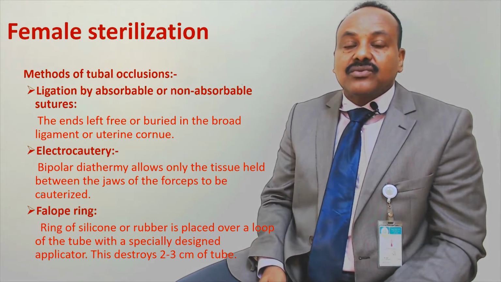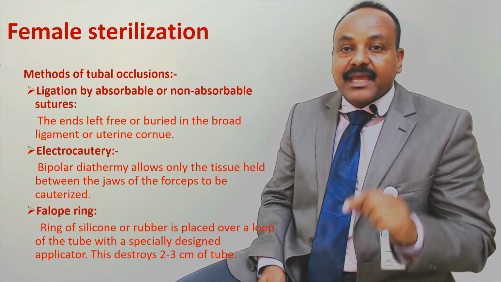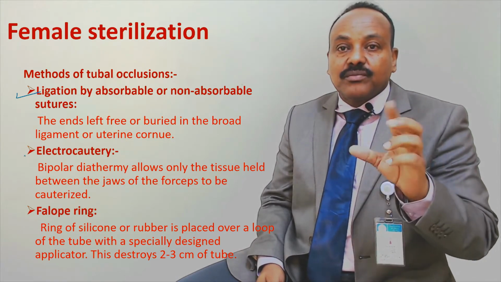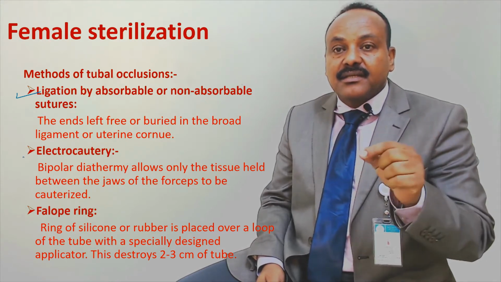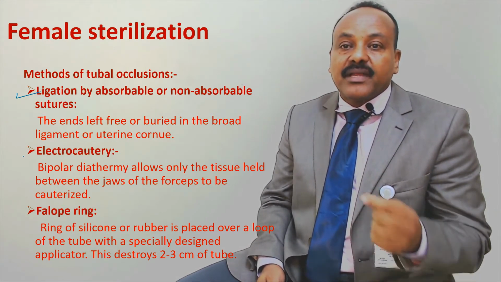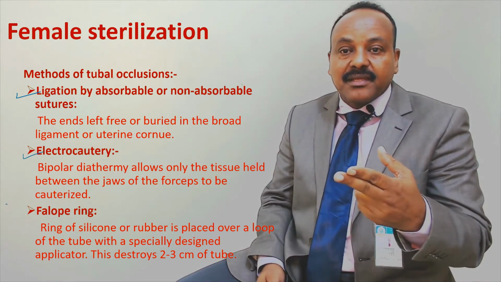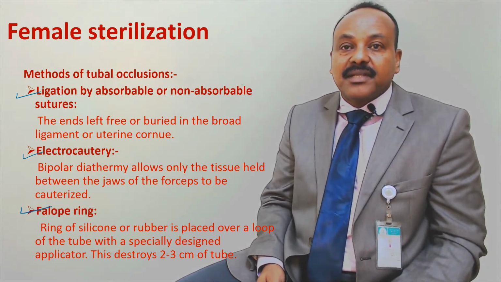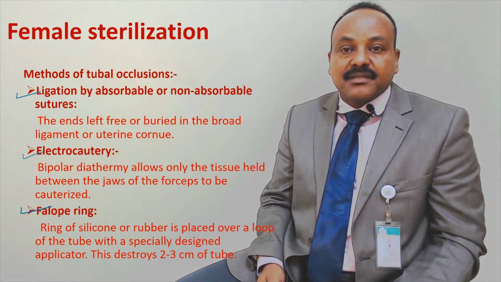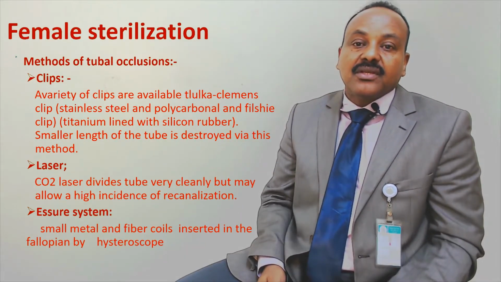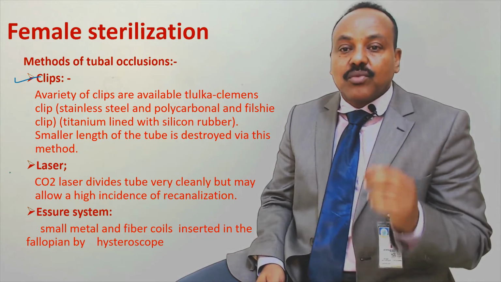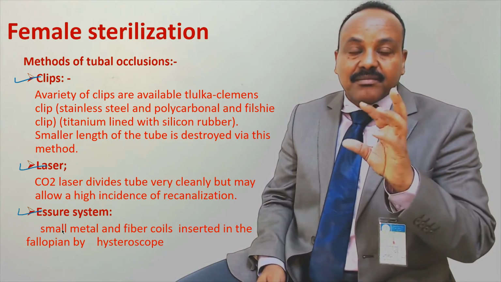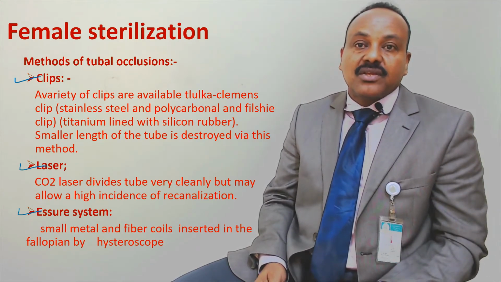Tubal ligation or tubal occlusion can be done either by ligation, simply, as you know, in the operation you cut the tube and ligate it, or by electrocautery, bipolar diathermy, or by ring, clips also, or by laser or the Essure system. The Essure system is a small metal and fiber coil inserted inside the fallopian tube, causing an inflammatory reaction which leads to closure of the tube.